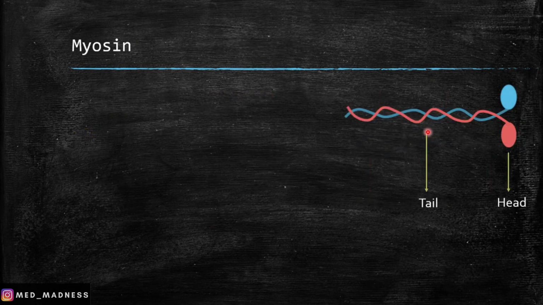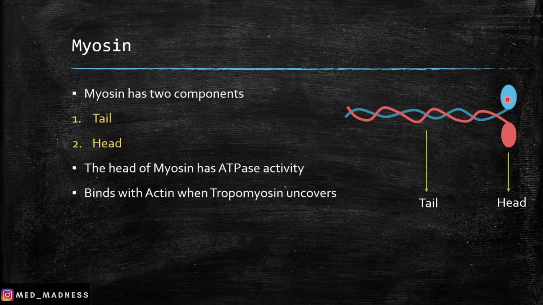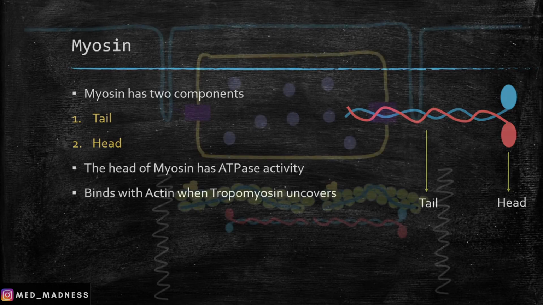So here is a myosin molecule. You have two components, the tail and the head. So myosin has two components, the tail and the head. And the head of a myosin has an important enzyme which is called ATPase. And this ATPase is going to cleave the ATP molecules and get its energy. And this myosin is going to bind with the actin when tropomyosin uncovers. This point you will clearly understand in the next slide. Now we'll discuss how the system really works. This is going to be very interesting.